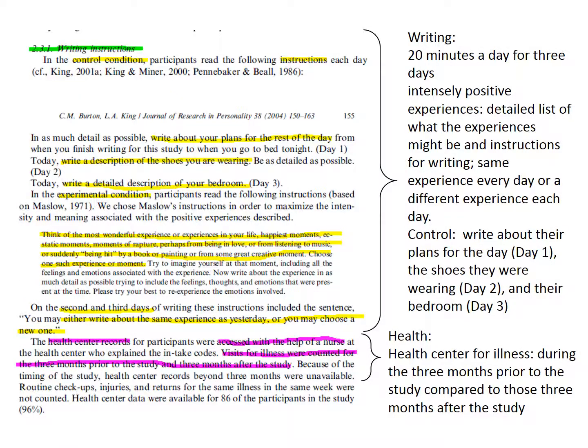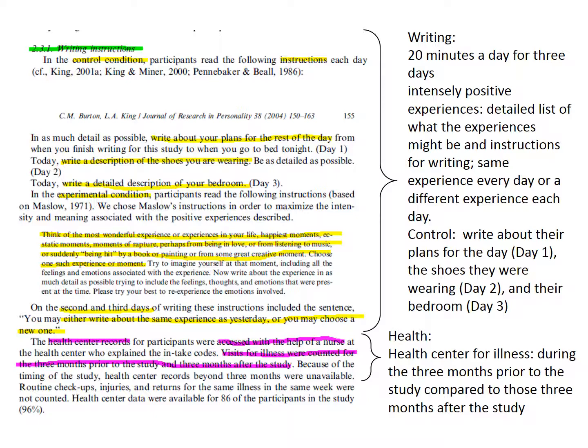The header "writing instructions" below the procedures signals we'll find more information about the operational definition of writing. The explanation actually started a little before that, though, in the procedure section, as I noted in the last slide. I hope that the phrases "participants read the following instructions" and "experimental condition" helped signal that the writing variable was manipulated. For the article summary, we can summarize the operational definition like I have in this slide.